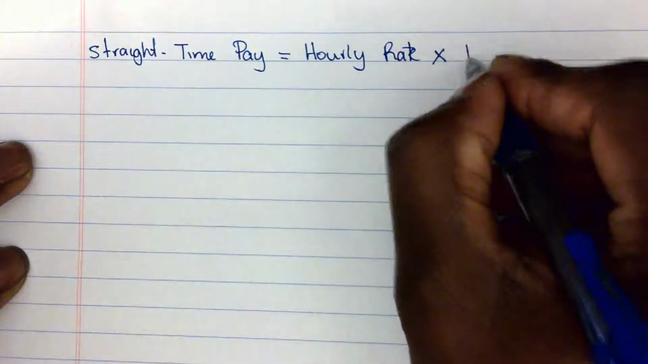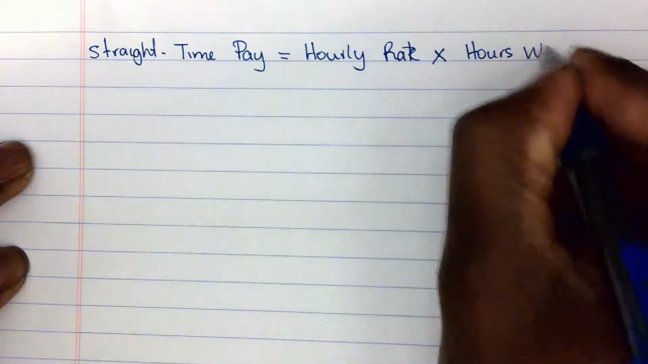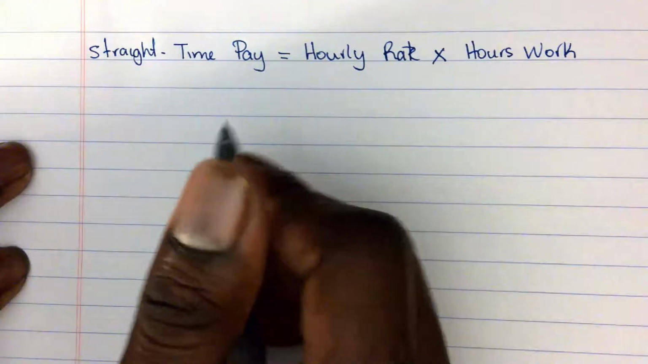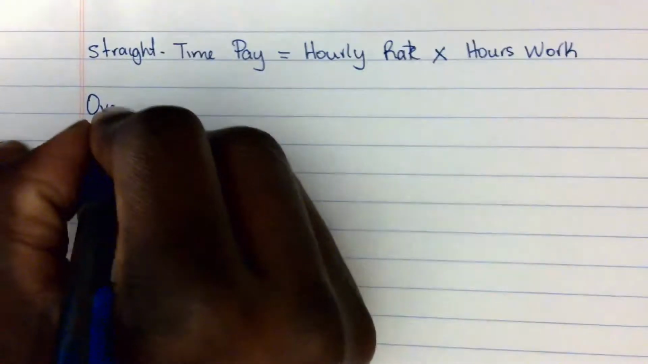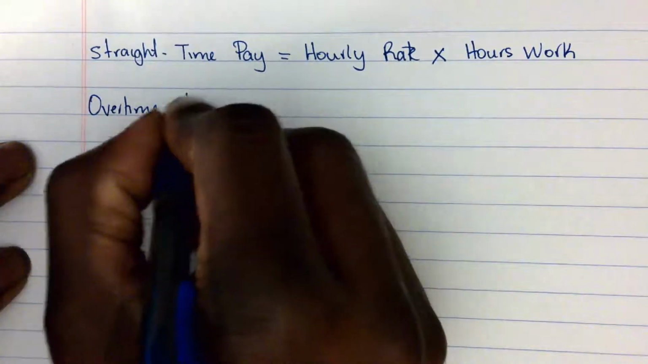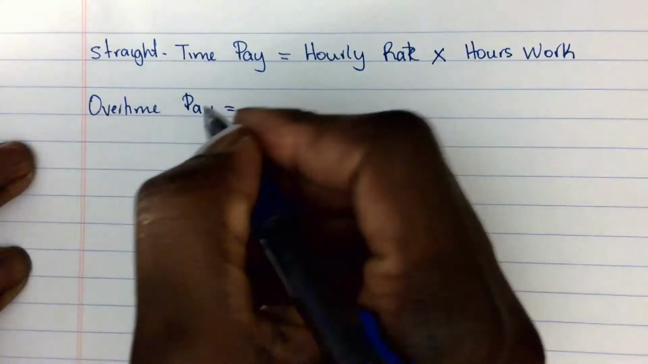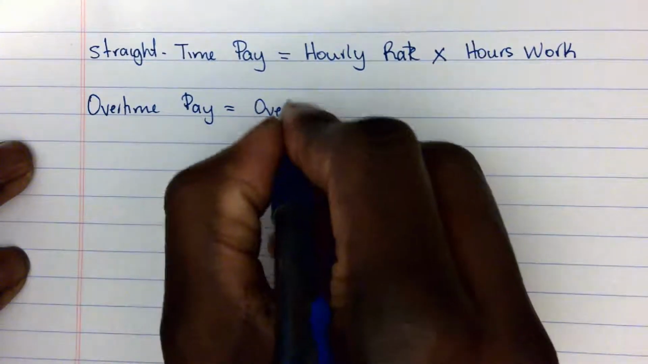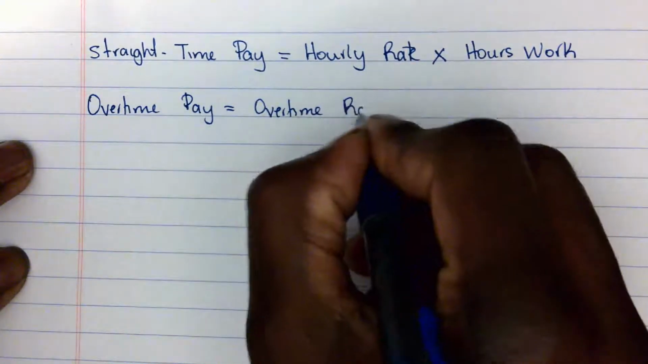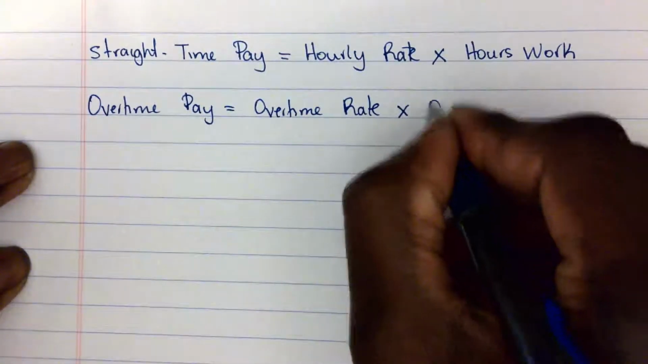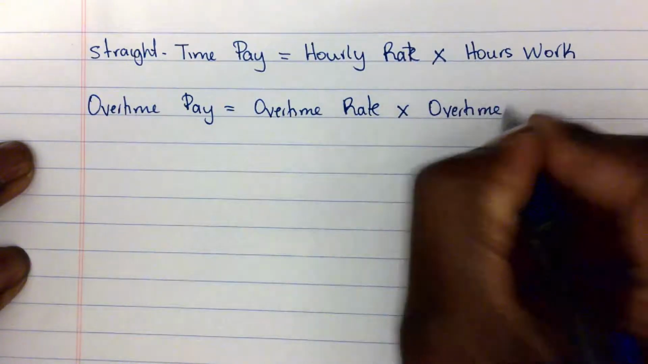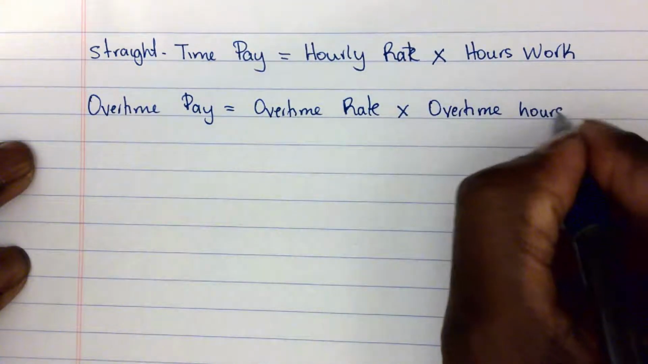These are important details that you need to know, so I would go ahead and box these, but I'm going to box them once we get to the end. We're going to go to overtime pay, which equals the overtime rate times the number of overtime hours worked.